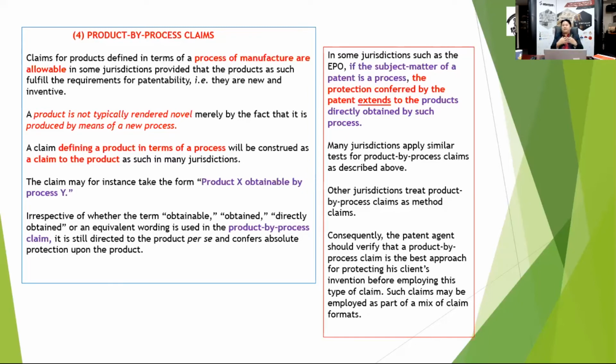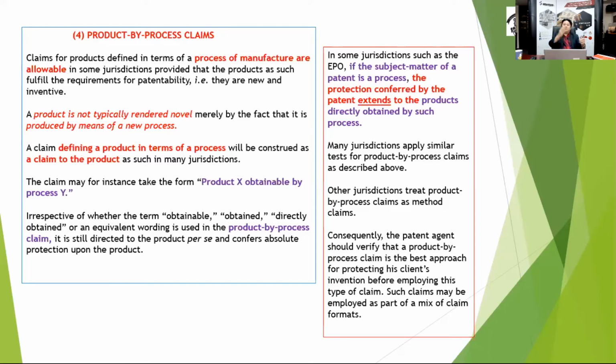My advice is that if you have a process of manufacturing a new product, and the product is something new, you can actually draw down two independent claims.